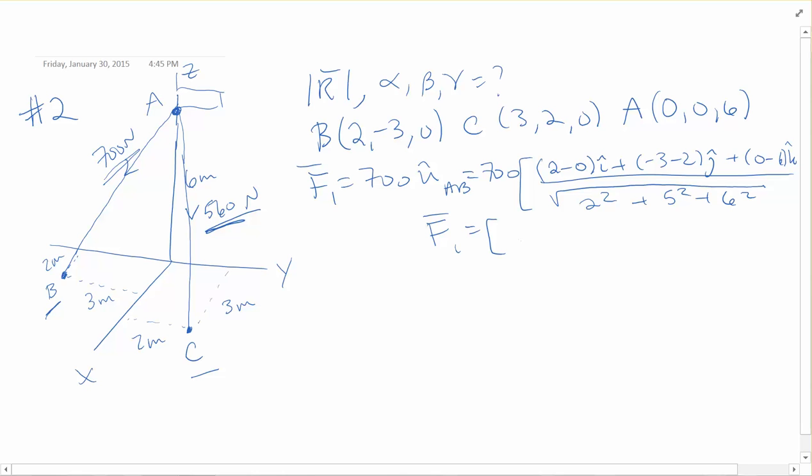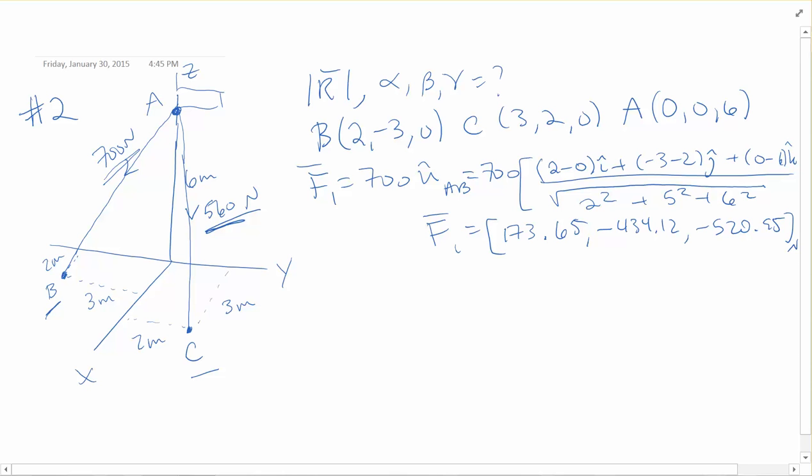I'll just write it in bracket format. Our x component is 173.65, and then we have -434.12 for y, and our z component is going to be -520.95, and that's in newtons.